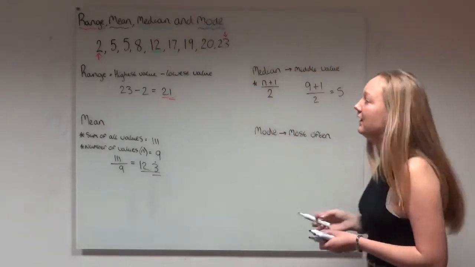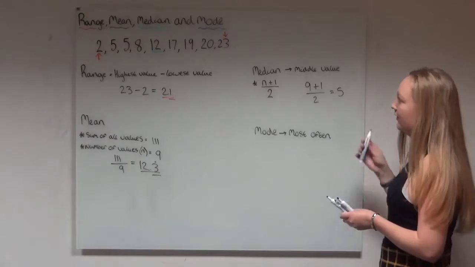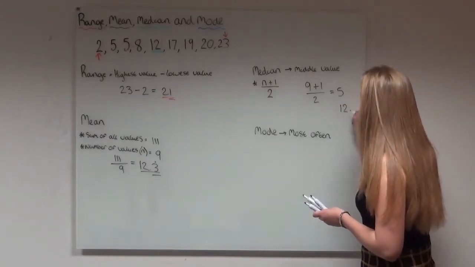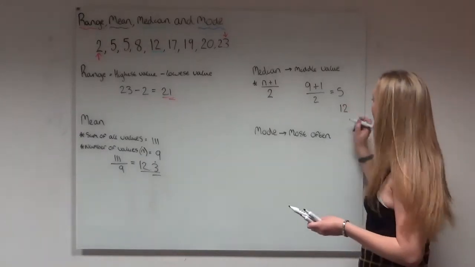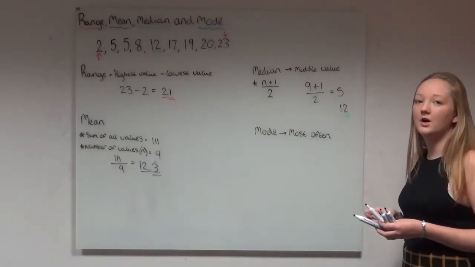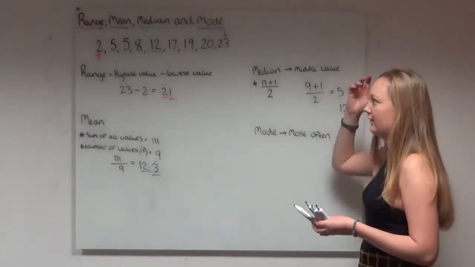So that means that the median for this example is 12 because that's the data value that is in the middle. This is why it's important as well to make sure that your numbers are in order, because if they weren't, you'd be finding a different value in the middle of your data.